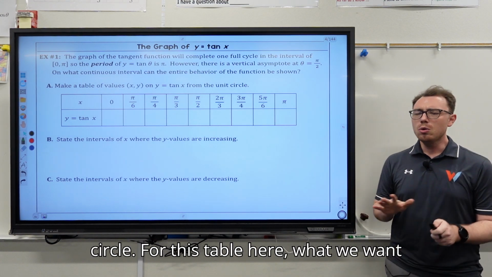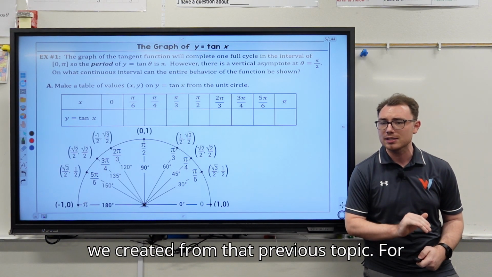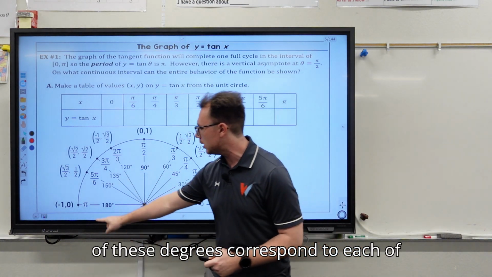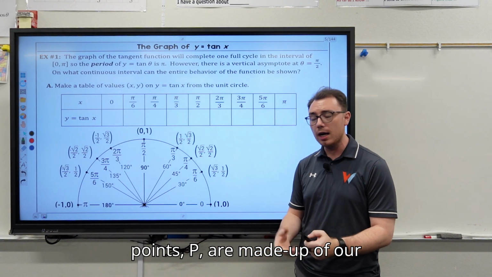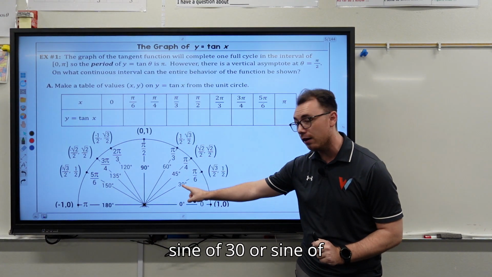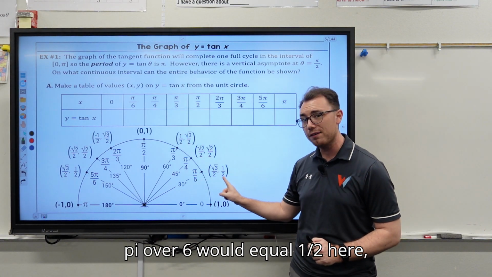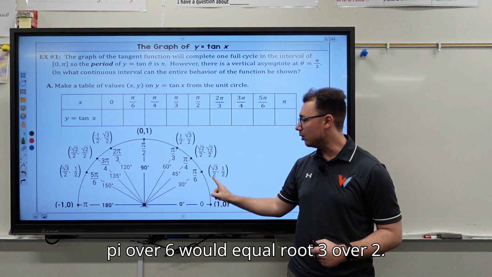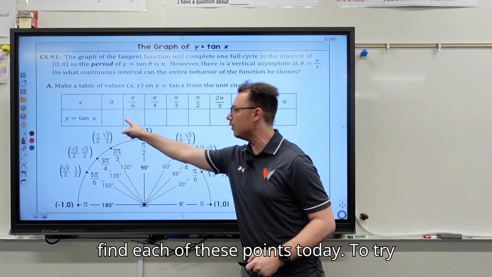For this table here, what we want to grab is that unit circle that we created from previous topics. For this unit circle here, we know that each of these degrees correspond to each of these radians, while each of these points P are made up of our sine and our cosine values. So sine of 30 or sine of pi over 6 would equal 1/2 here, while cosine of 30 or cosine of pi over 6 would equal root 3 over 2. We want to use this knowledge to find each of these points today.